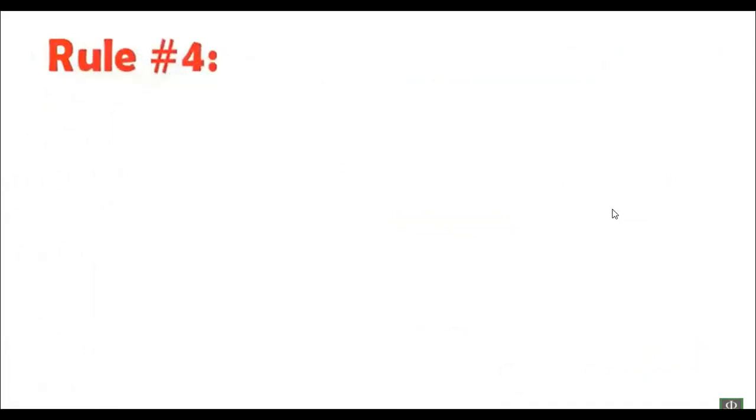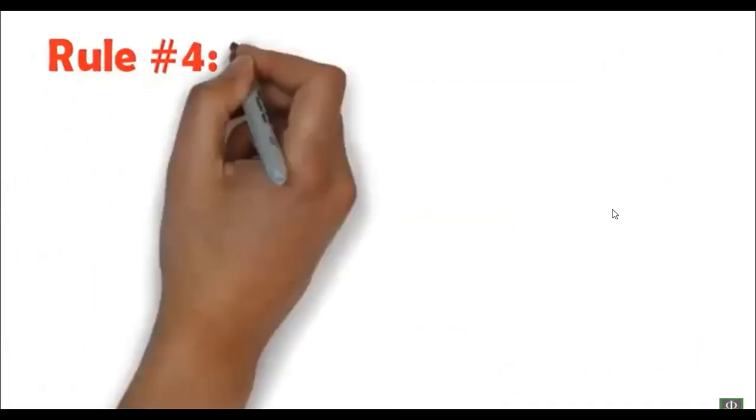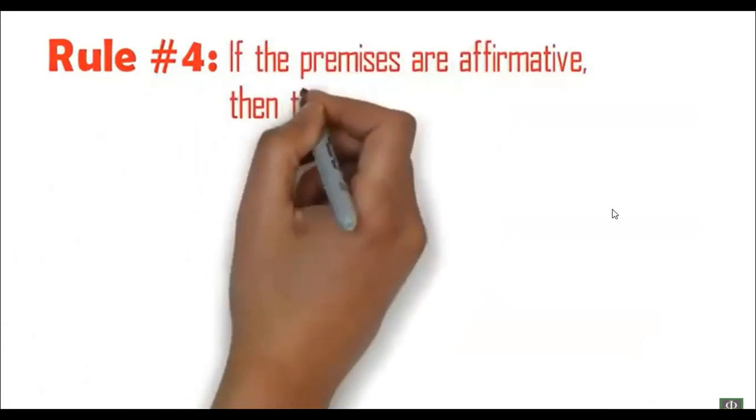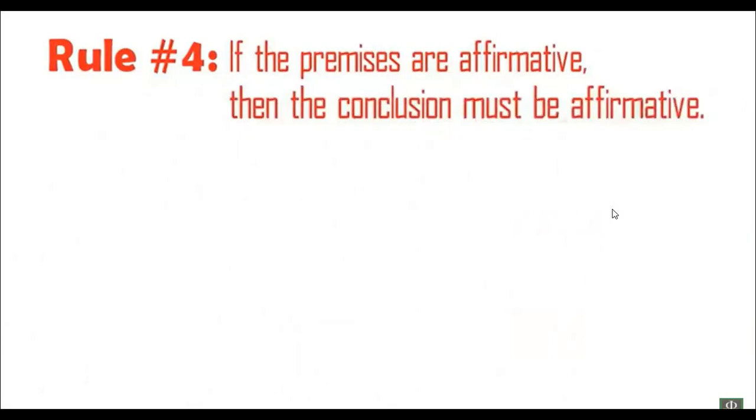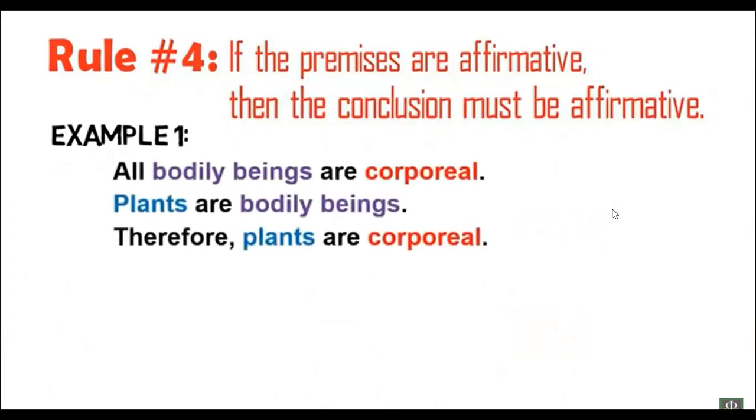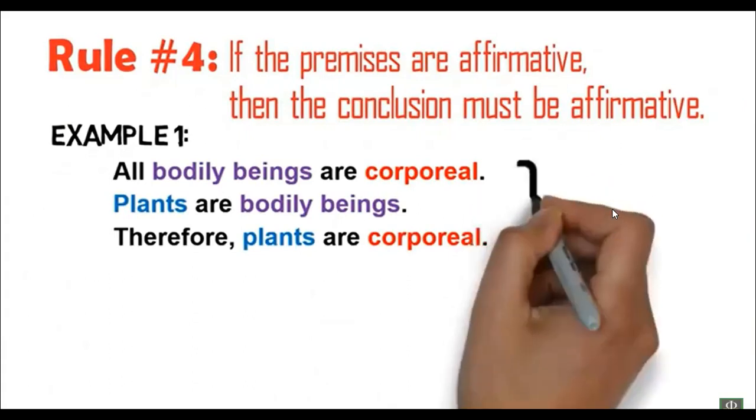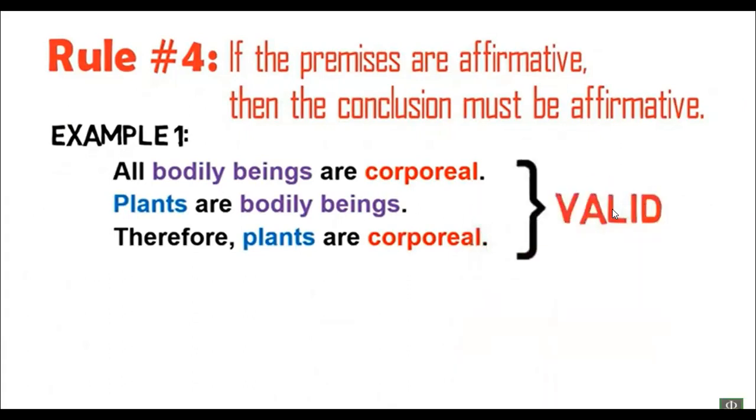Rule number 4 of the 8 rules of syllogism states, if the premises are affirmative, then the conclusion must be affirmative. Let's consider this. All bodily beings are corporeal. Plants are bodily beings. Therefore, plants are corporeal. This syllogism is valid because it satisfies rule number 4. As we can see, both premises are affirmative and the conclusion is affirmative.